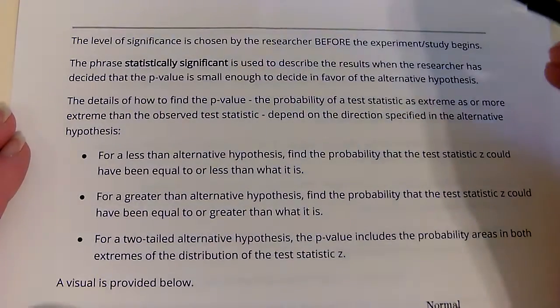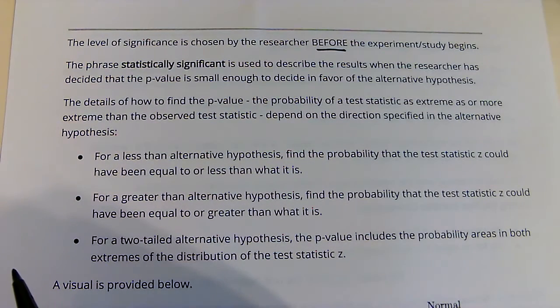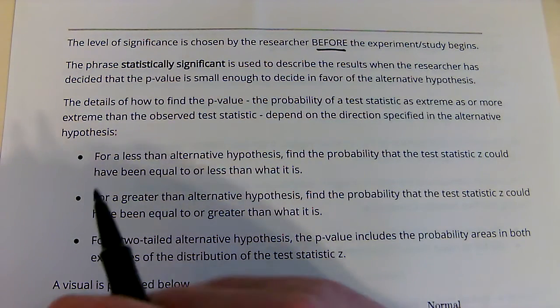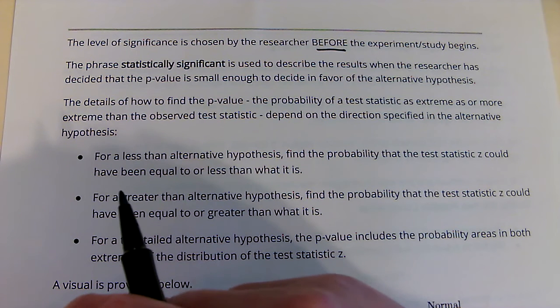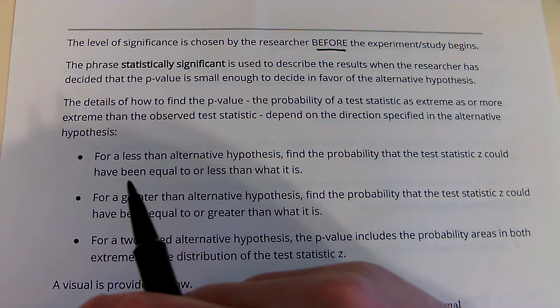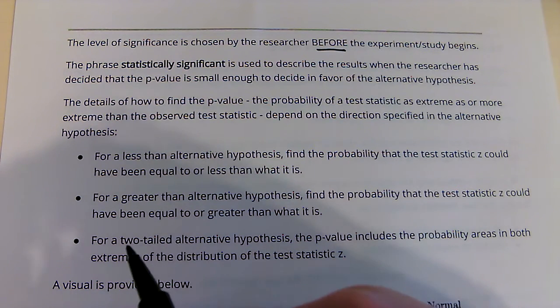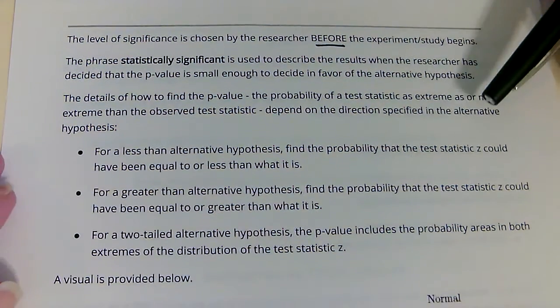Let's go into a little bit more detail on this. The level of significance is chosen before you start the experiment or the study. The phrase statistically significant is used to describe the results when the researcher has decided that the p-value is small enough to decide in favor of the alternative, that we've rejected the null. We've rejected that the status quo is still the same.